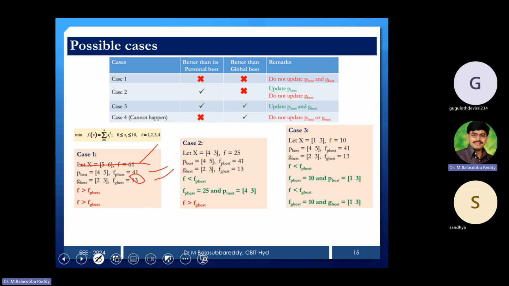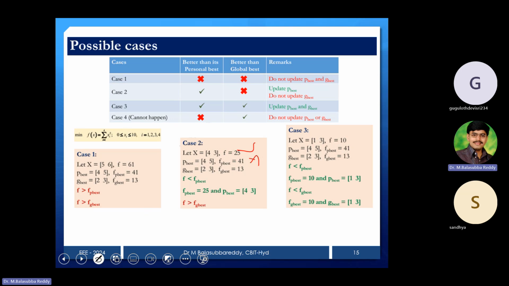And for the other case, the same x values with some other values, maybe 4 and 3 for x1 and x2. If I put that into x1 square plus x2 square, we get 25. Now the earlier P best is 41 and the G best is 13. So now what is happening? His grade is going to change. Let us assume that 41 is an A grade. Now this may be an S grade, let us assume.